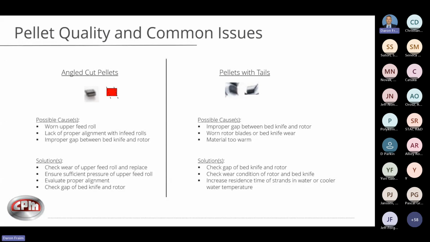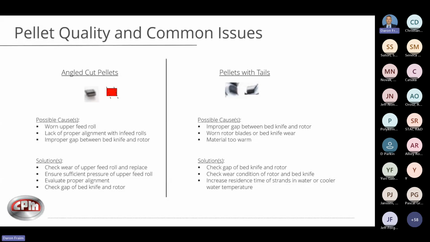So just some typical solutions: definitely check the wear of the upper feed roll. Another one is pressure. That upper feed roll has air pressure supplied on it. And so you want to ensure you have enough pressure that you're getting sufficient gripping or sandwiching of the strands as it infeeds into the pelletizer. And then evaluate your alignment, check your gap on your bed knife.